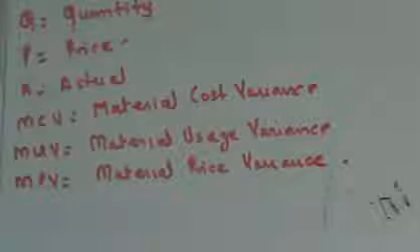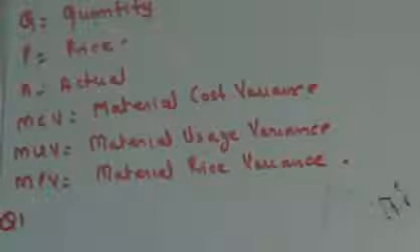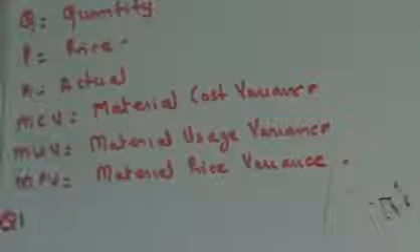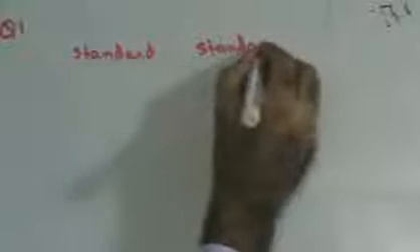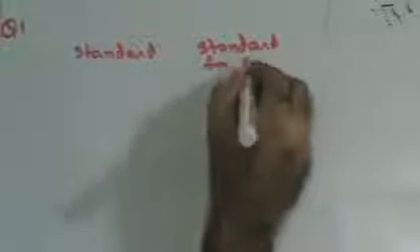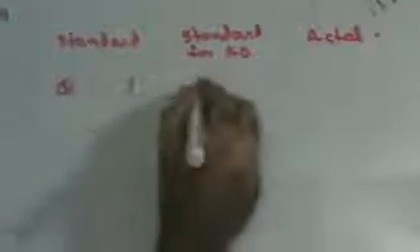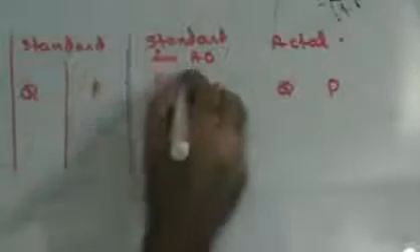Okay, now let's see question number 1. They've said to calculate the price variances for product A and product B. Now you always make a table like this: standard for actual output and actual, quantity, price, quantity, price, quantity, price. Whenever you are doing a sum of standard costing, always make this table first.